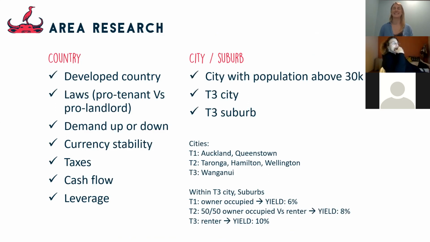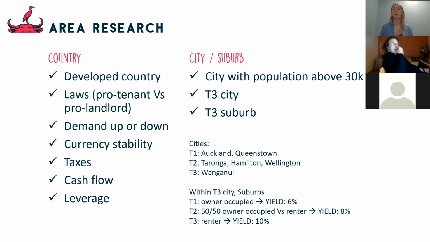And when you look at suburbs within each of these cities, usually tier 1 suburbs are mostly owner occupied. And when we learn to calculate yields, you'll see that yields are not great. We will be asking for the yield to be 8% and above, and the maximum yield that you will be getting out of these tier 1 suburbs is around 6%.